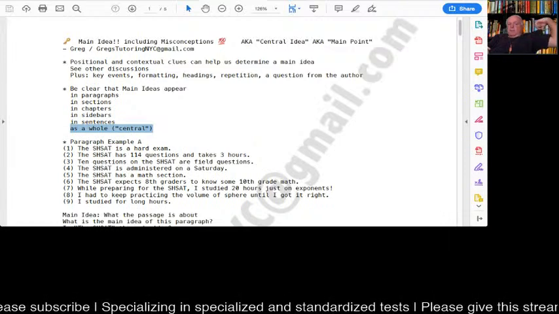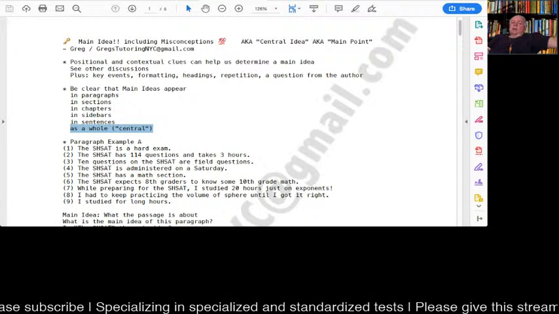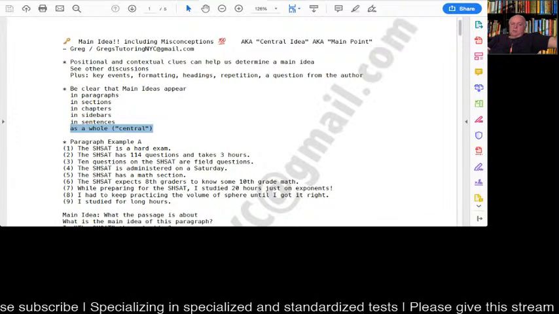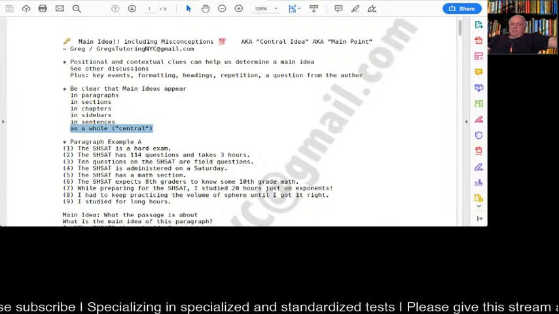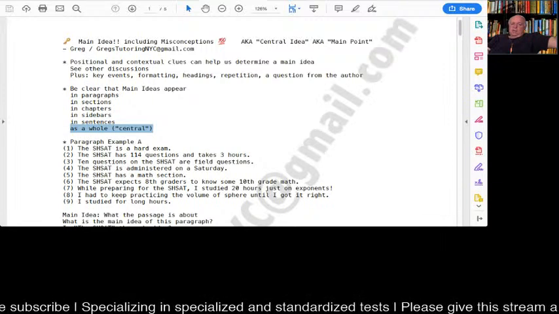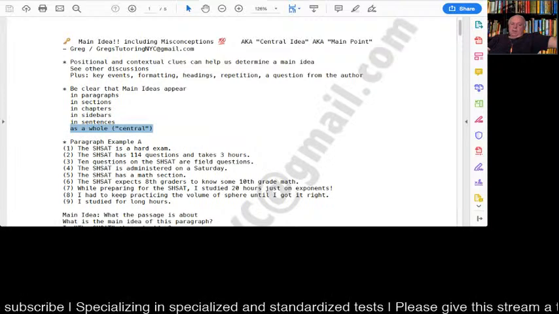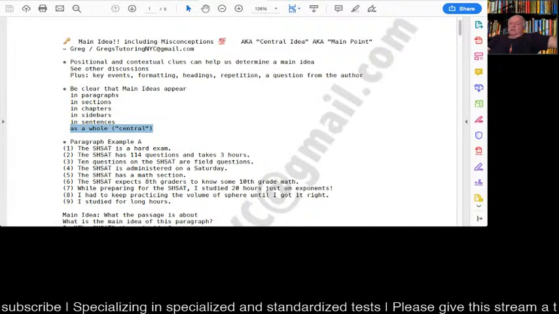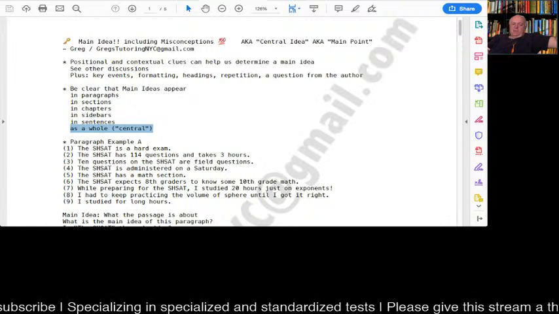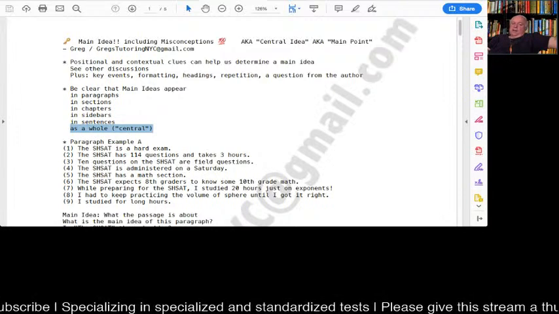So here's my passage. My passage in this case will be just one paragraph. The SHSAT is a hard exam. The SHSAT has 14 questions and takes 3 hours. 10 questions on the SHSAT are field questions. The SHSAT is administered on a Saturday. The SHSAT has a math section. The SHSAT expects 8th graders to know some 10th grade math. And while preparing for the SHSAT, I studied 20 hours just on exponents, right? I had to keep practicing the volume of a sphere until I got it right, because I kept getting it wrong. I studied long hours.